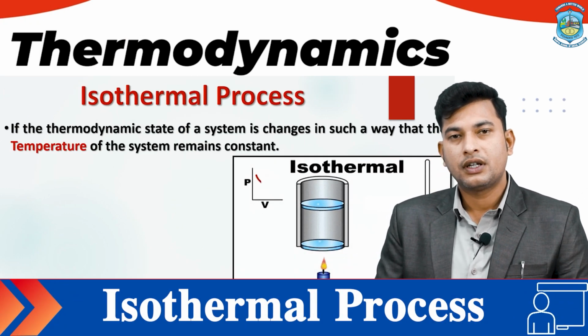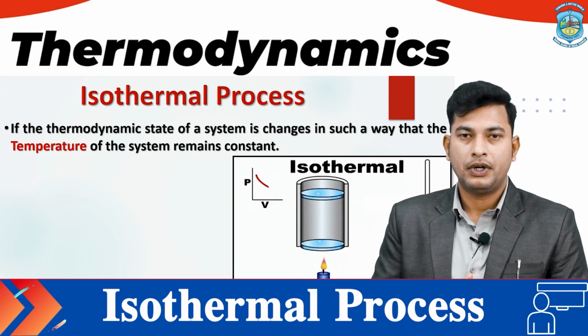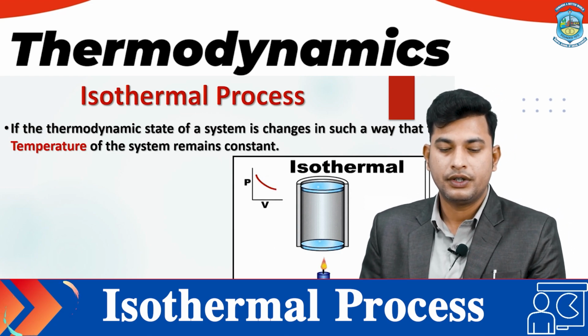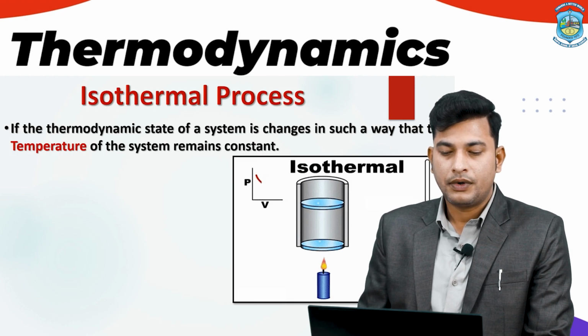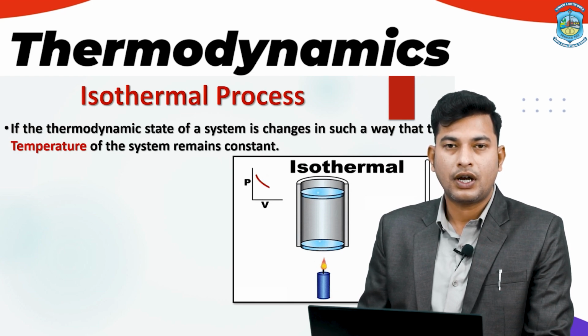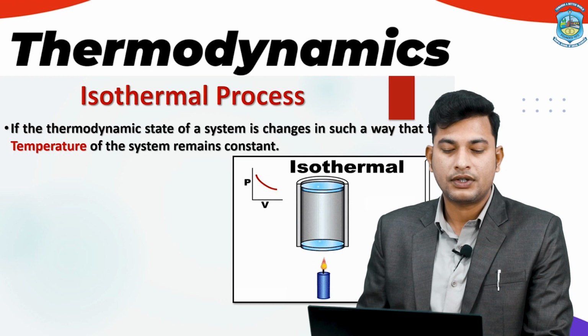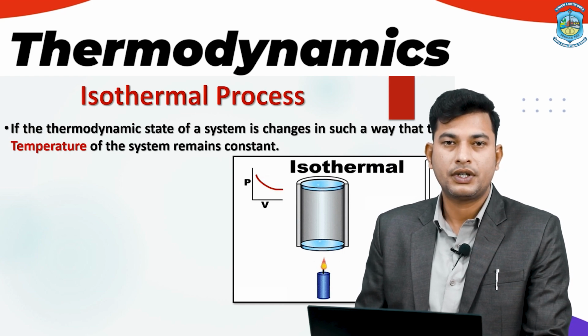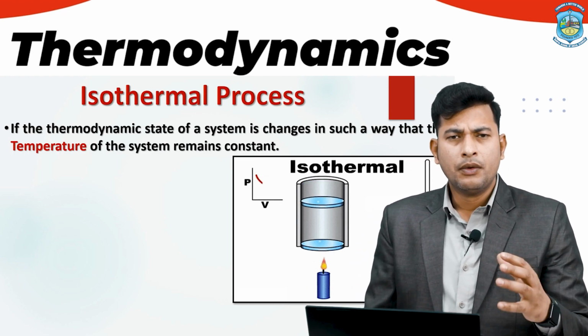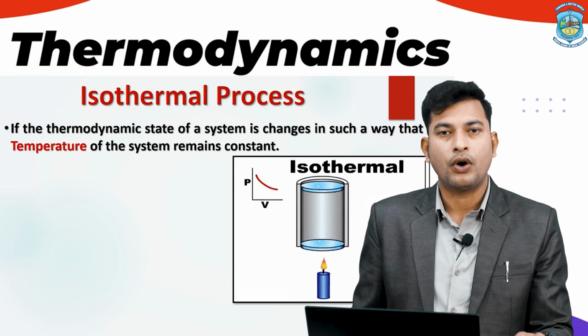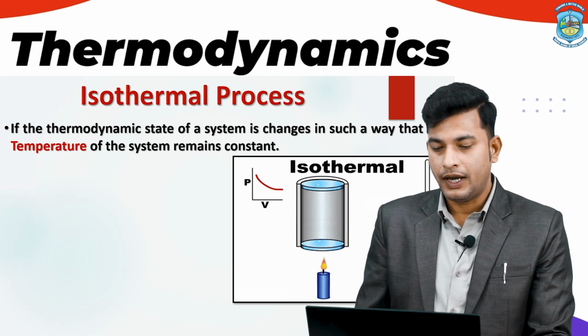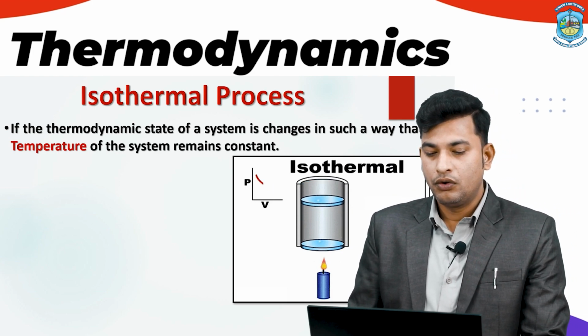As we have discussed, the temperature of a system will remain constant. So the statement of this isothermal process is: if the thermodynamic state of a system is changed in such a way that the temperature of the system remains constant, meaning the temperature is not getting changed. We have provided a temperature to a body, and this will remain constant in the whole process. It will not get changed as the process goes further.